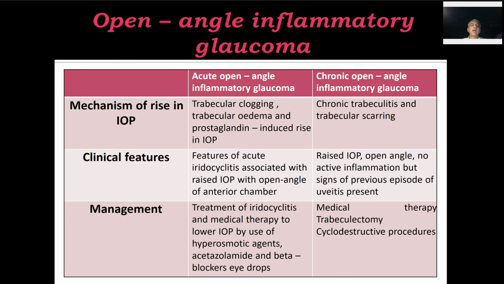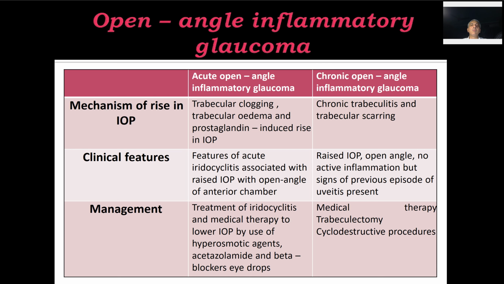We'll go through open-angle inflammatory glaucoma. It can be acute open angle, in which there is trabecular clogging, trabecular edema, and prostaglandin-induced rise in intraocular pressure. Features of acute iridocyclitis associated with raised IOP with open angle of the anterior chamber, and you manage with treatment of iridocyclitis and medical therapy to lower IOP by use of hyperosmotic agents, acetazolamide, and beta blocker eye drops. This is acute open angle, so you do not have angle closure.